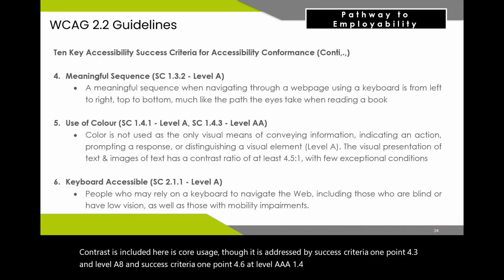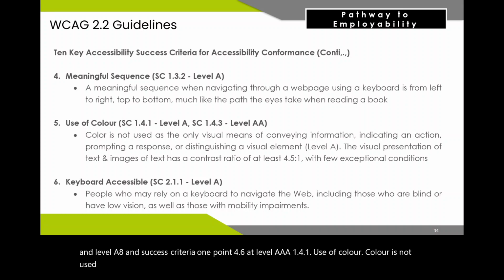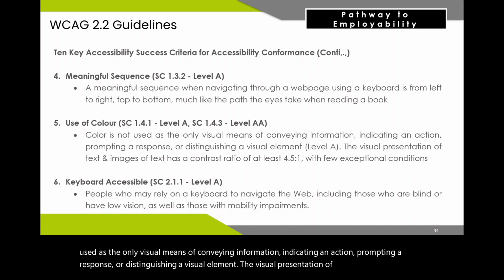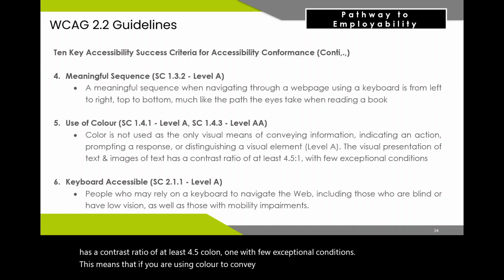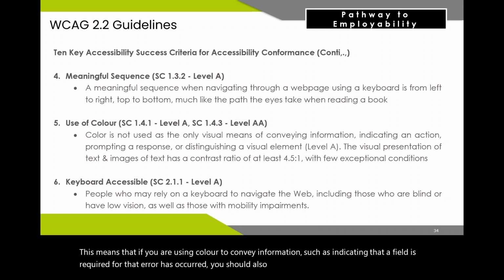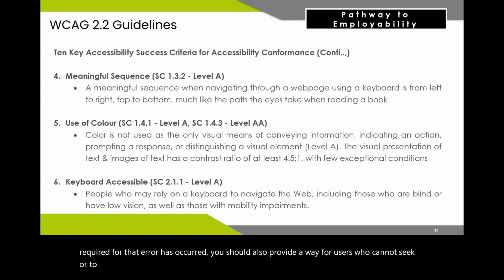1.4.1 Use of color. Color is not used as the only visual means of conveying information, indicating an action, prompting a response, or distinguishing a visual element. The visual presentation of text and images of text has a contrast ratio of at least 4.5:1, with few exceptional conditions. This means that if you are using color to convey information, such as indicating that a field is required or that an error has occurred, you should also provide a way for users who cannot see color to understand the information. You can do this by using text labels, icons, or other non-visual cues.